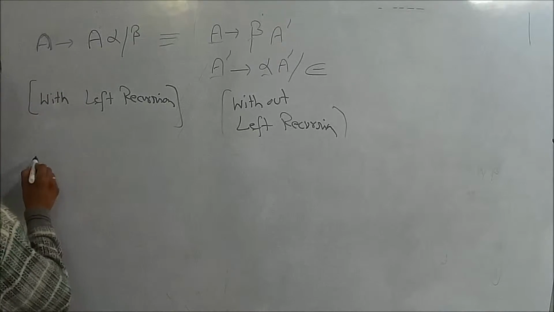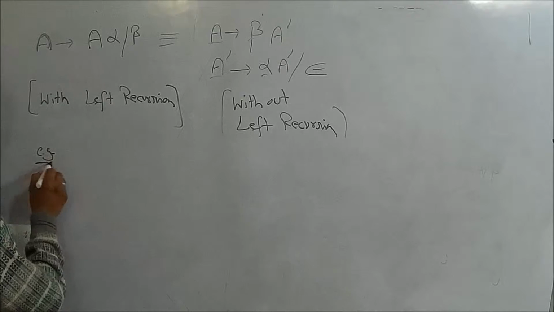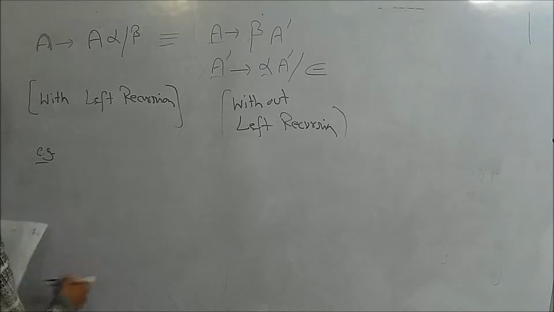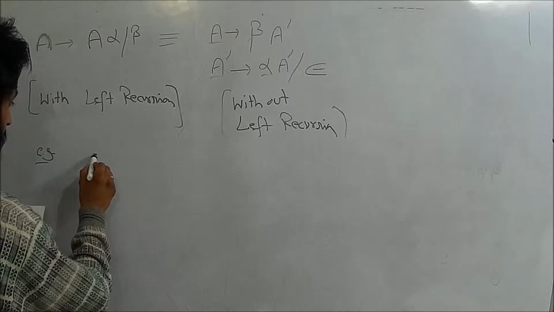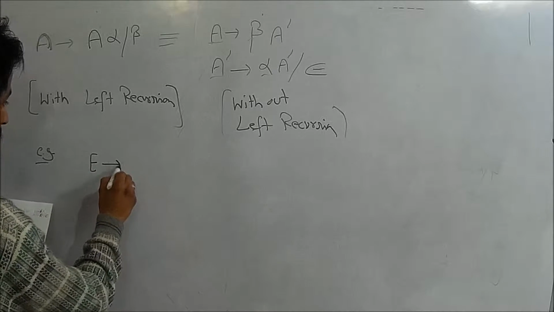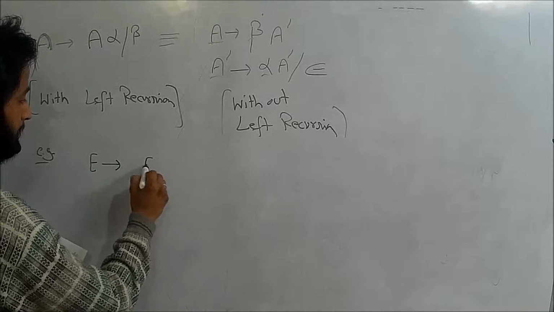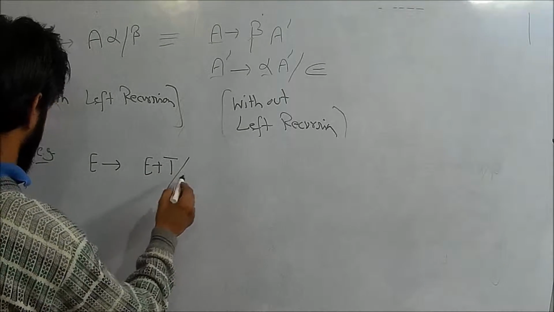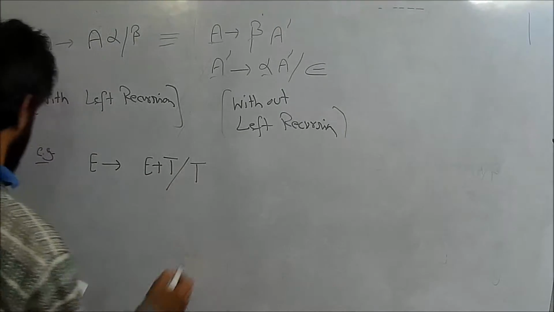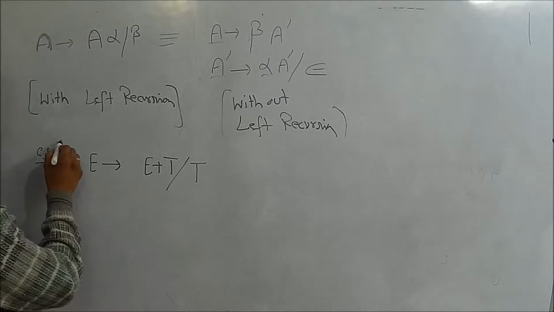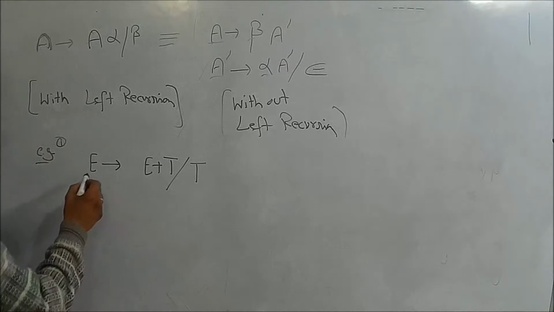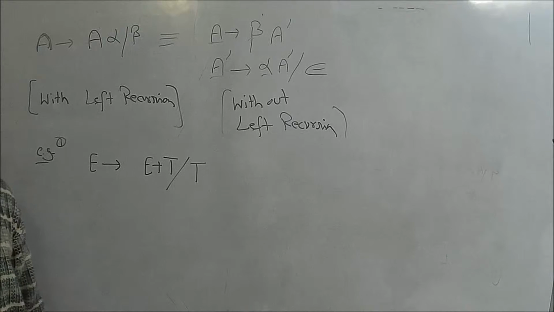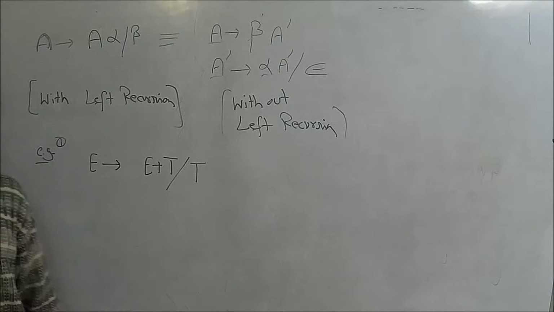So the examples. I'm having a grammar in which E derives E plus T and T. So here, first of all, we have to identify whether the grammar has left recursion or not.